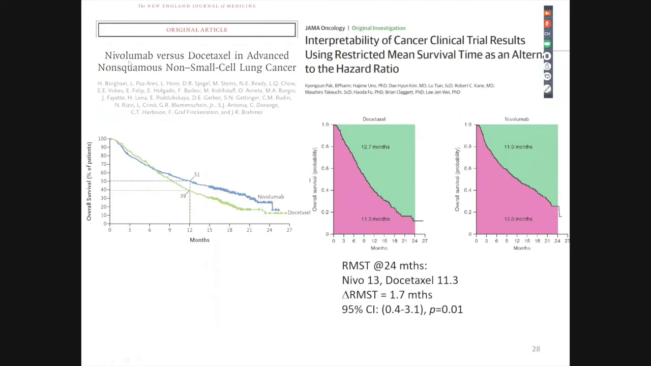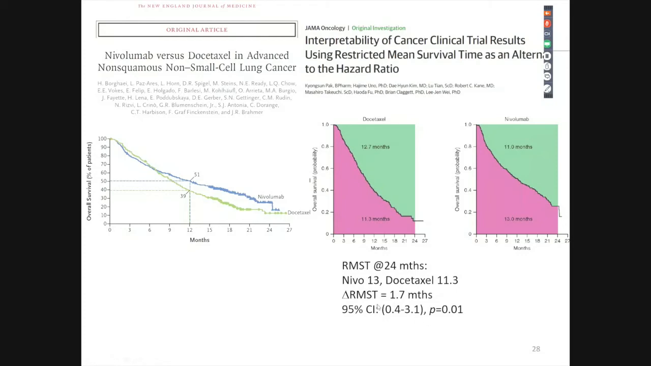So this is an example of the trial comparing nivolumab versus docetaxel in non-small cell lung cancer. These are overall survival curves. They do cross, so the proportional hazard assumption is not fulfilled. If we look at the restricted mean survival time until 24 months, we see that for docetaxel, the value is equal to 11.3 months. For nivolumab, it's 13 months. So the difference in these restricted mean survival times is equal to 1.7 months. And actually, it can be shown that this difference is statistically significant.